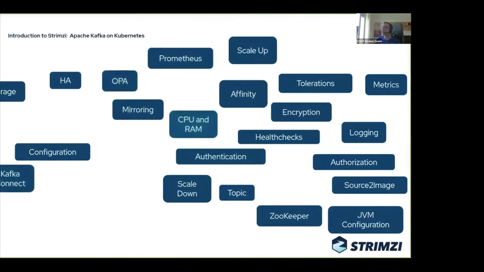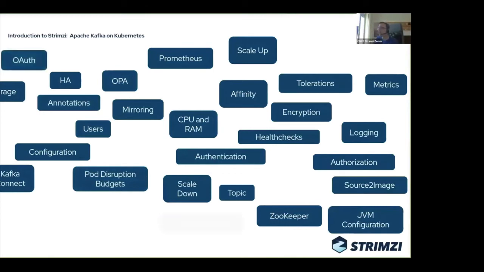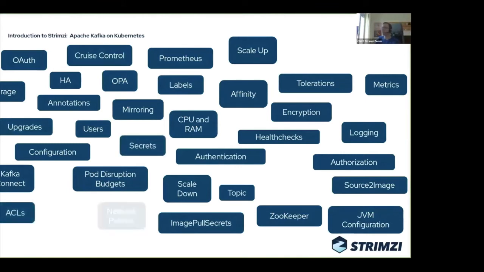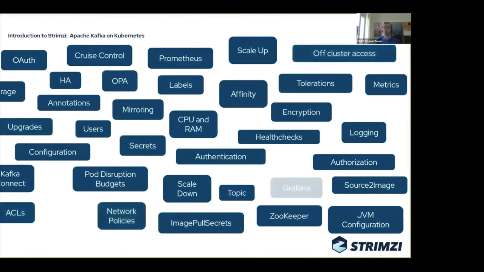You can use affinity and toleration in order to specify in which nodes you want the Kafka broker pods to be deployed. Or, for example, you can do mirroring using Kafka Connect, use OAuth for the authorization and authentication part, and Cruise Control for cluster balancing. As well, we have integration with Prometheus and Grafana for providing metrics.